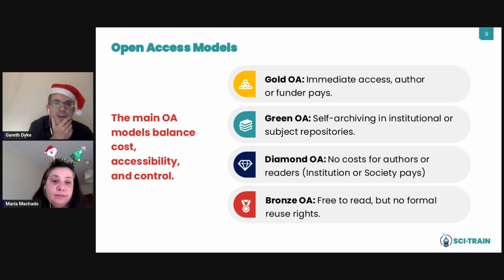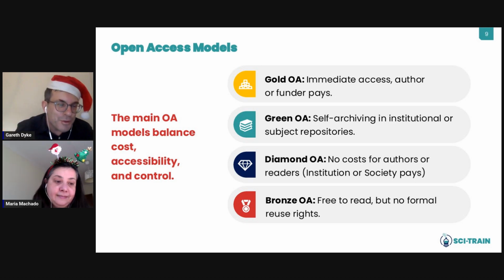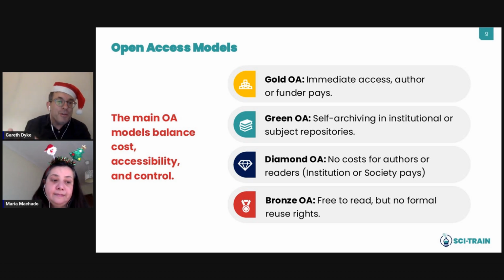Our favorite one is diamond open access. That's where a society is supporting a journal, publishing that journal open access, a society or a university, for example. If you're a member of that society, you can publish in that journal without any charge. So do have a look around.